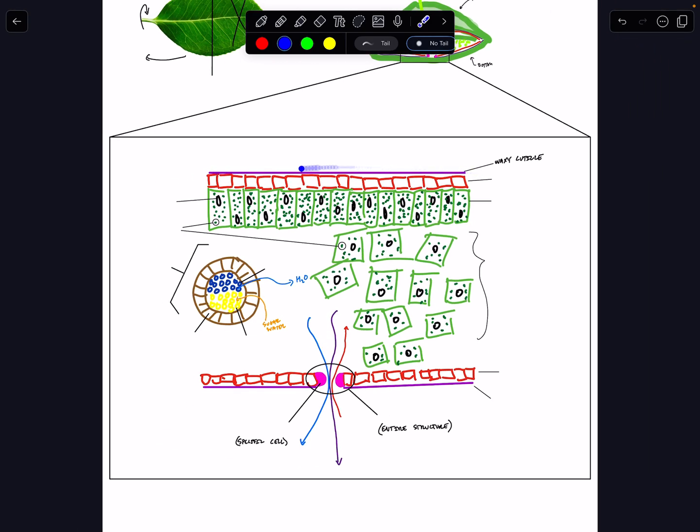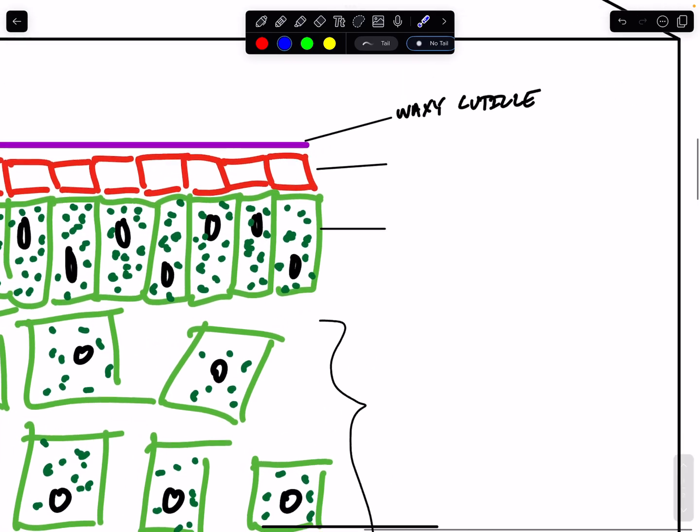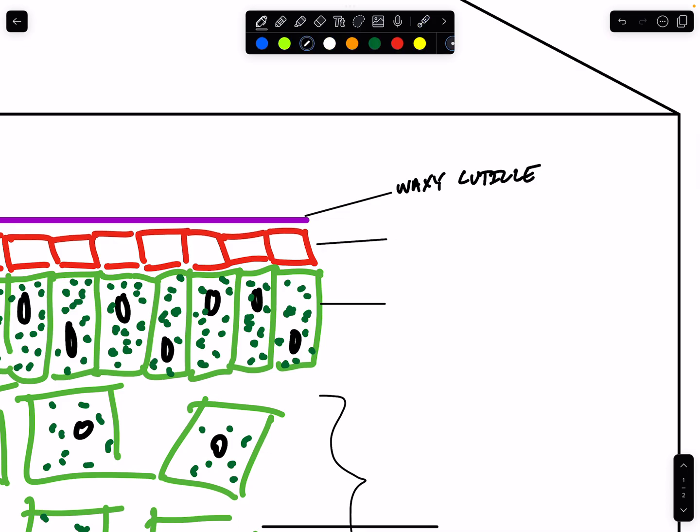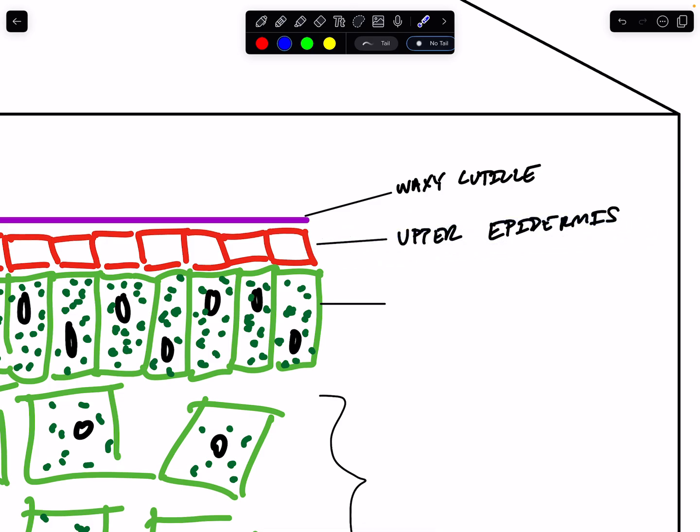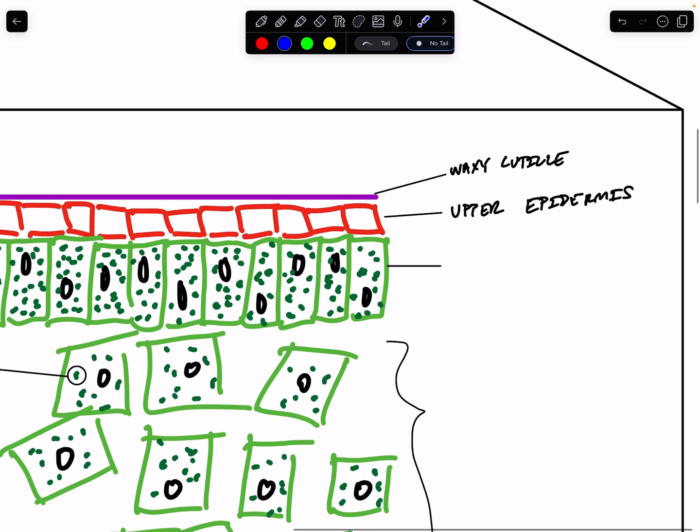So here's our top layer. It's a waxy cuticle. It's not a layer of cells. The cells that produce and secrete the waxy cuticle lie just beneath it, and they are called the upper epidermis. You have an epidermis that is the outer layer of skin, and then underneath you have a dermal layer, the dermis. The dermis is producing the epidermis.